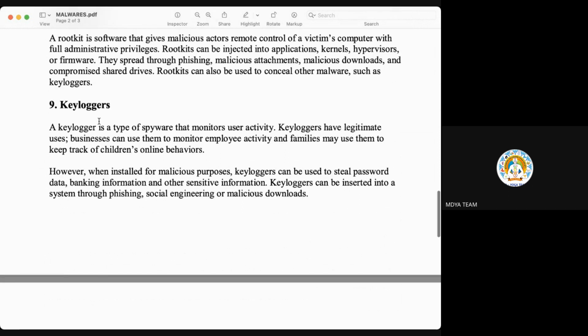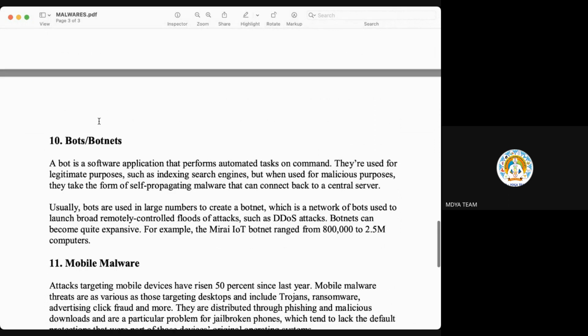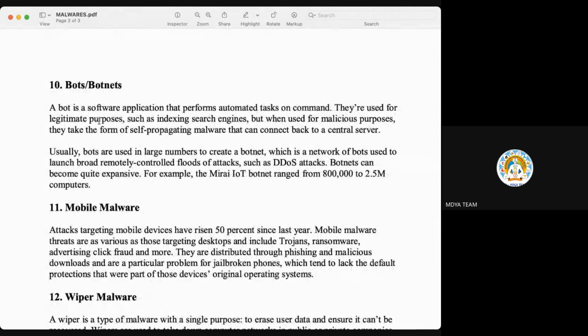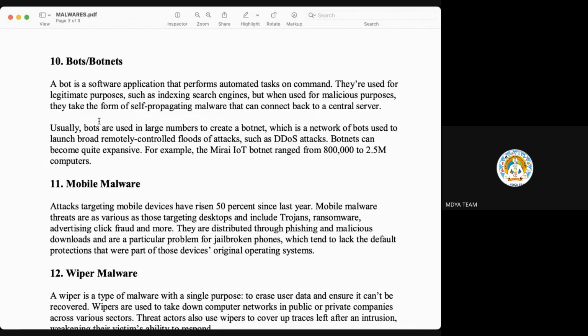Some of them are keyloggers. Again, it is spyware that monitors users' activity. Then there are bots or botnets. These are again software applications that perform automated tasks on command. They are used for legitimate purposes such as indexing search engines. But when used for malicious purposes, they take the form of self-propagating malware that can connect back to a central server.